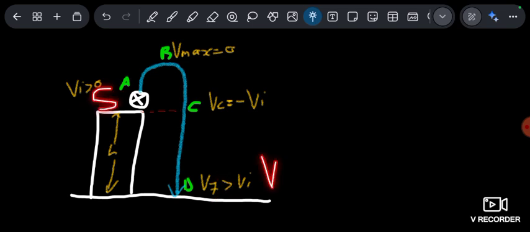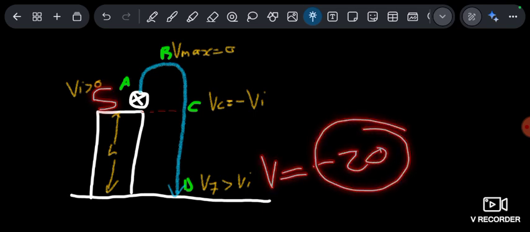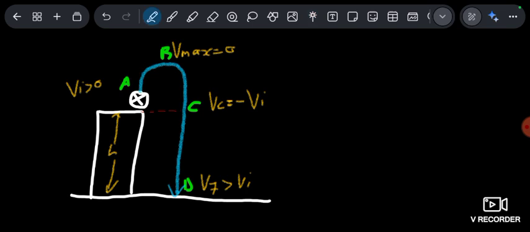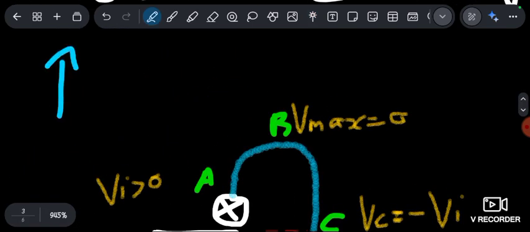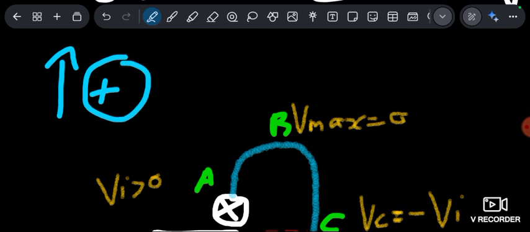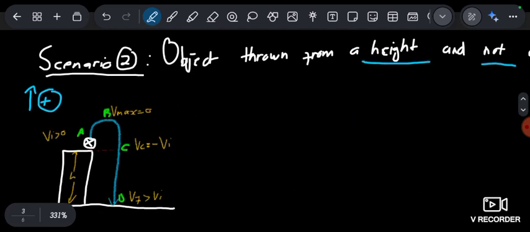The velocity here should be maybe, let's say, negative 20. Why is it negative 20? Because it's in the opposite direction, and the first direction of the ball is up, meaning that the first direction is the positive direction, so we take up as positive. Are we together? Sharp. Why? Because I told you that you always take the first direction as positive.